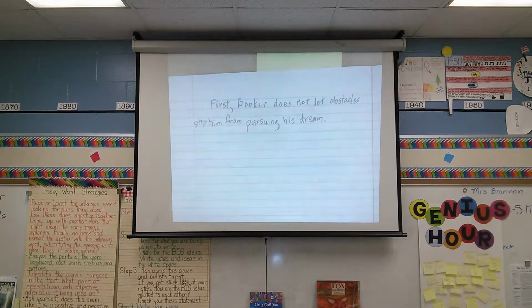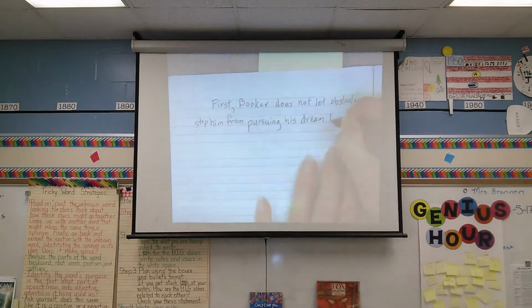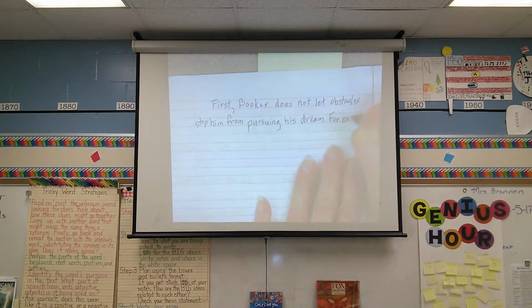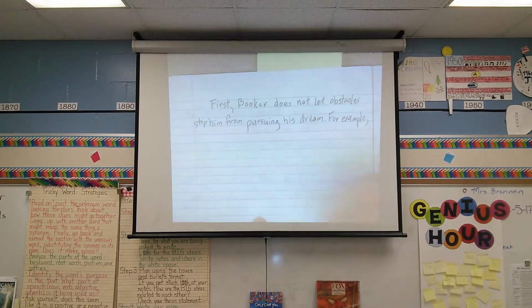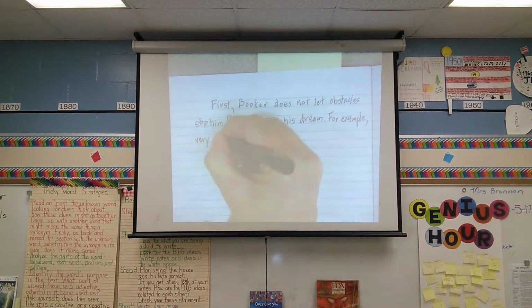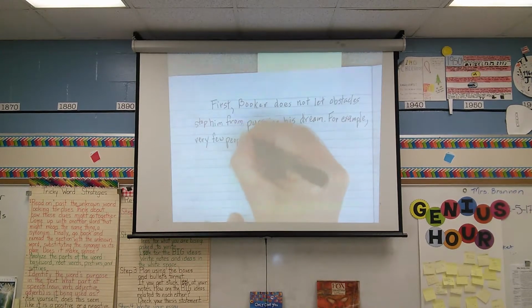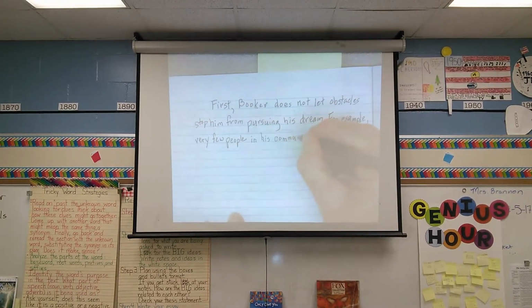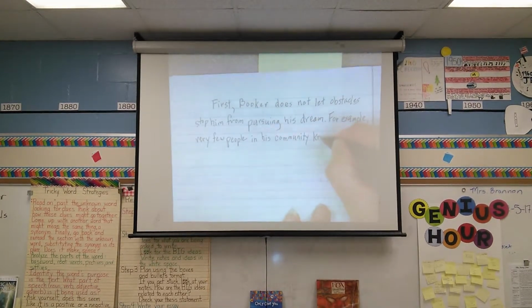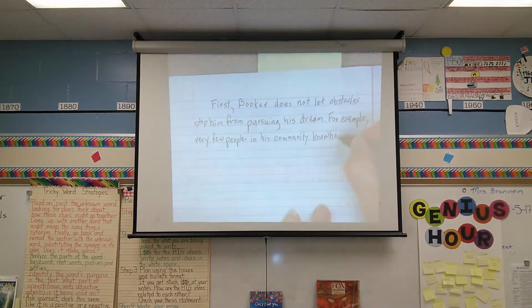Okay, now I'm going to start. Remember what it said in my notebook, the specific events and details. Now, if you remember from your transitional phrase chart that's in your binder, you're supposed to use another transitional phrase when you introduce evidence. In this case, I'm going to say, for example, and again, after the transitional phrase, we have the comma. For example, very few people in his community know how to read.